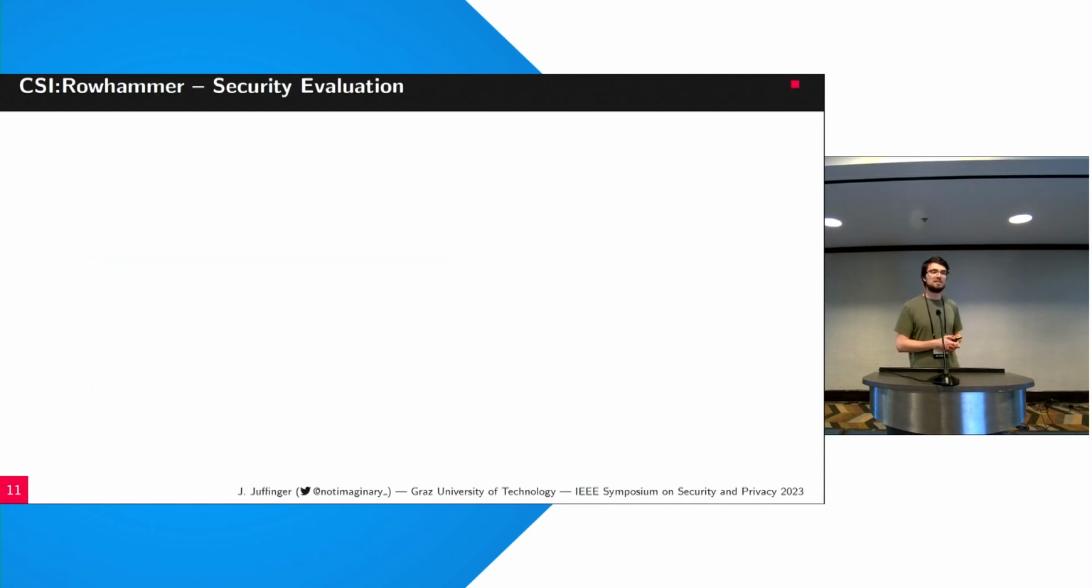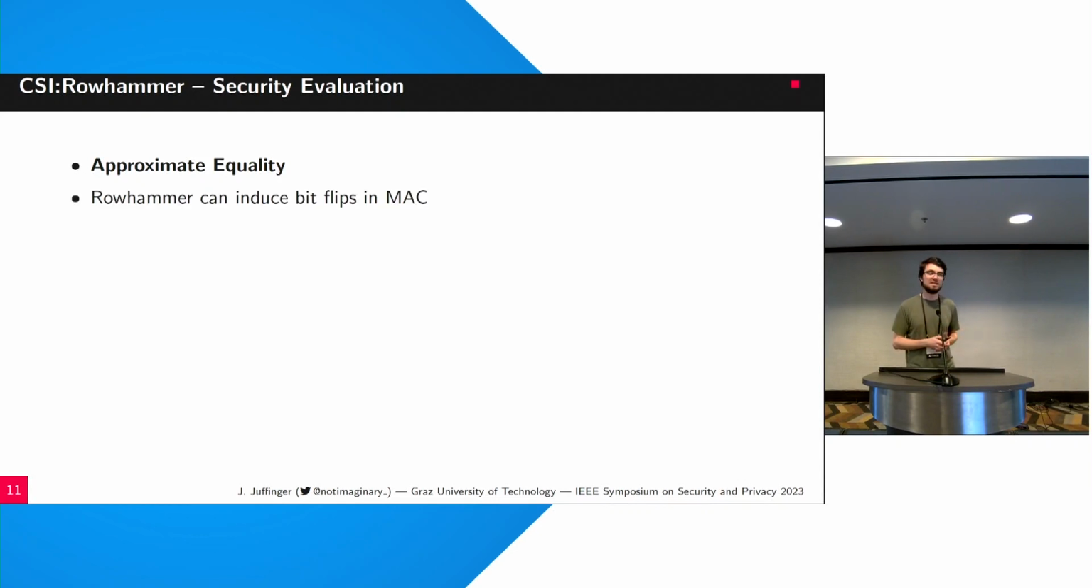We also evaluated the security, and especially the approximate equality, because it sounds kind of fishy at first to not require all bits in the MAC to be the same, but we looked at that in detail. So we need this, again, because Rowhammer can also induce bit flips into the MAC, and the approximate equality decreases the MAC strength from the initial 56 bits we have.